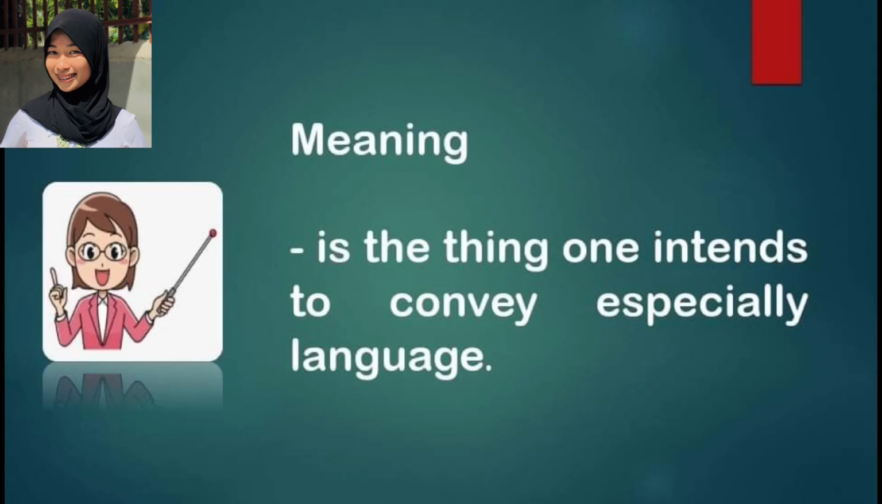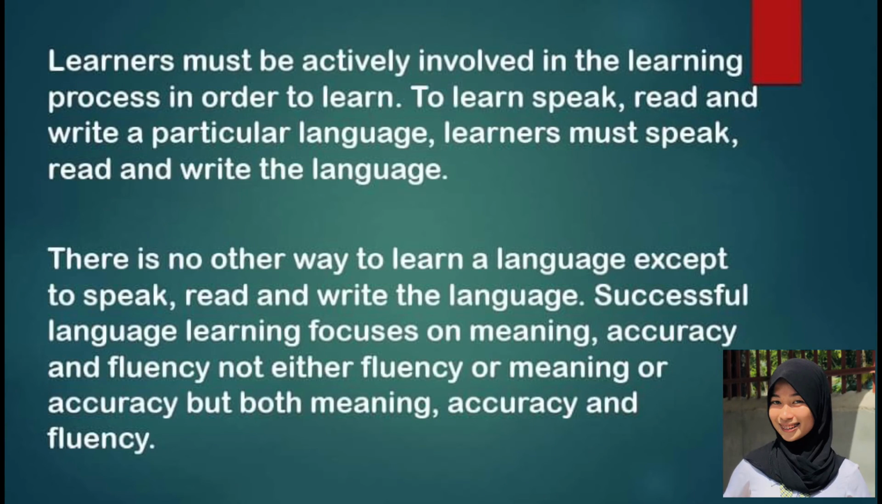So, the second term is meaning. Meaning is the thing one intends to convey, especially language. So, to better understand, if accuracy talks about the correct use of language, meaning refers to what the word or phrase or action is all about. Learners must be actively involved in the learning process in order to learn. To learn to speak, read, and write a particular language, learners must speak, read, and write the language. There is no other way to learn a language except to speak, read, and write the language.